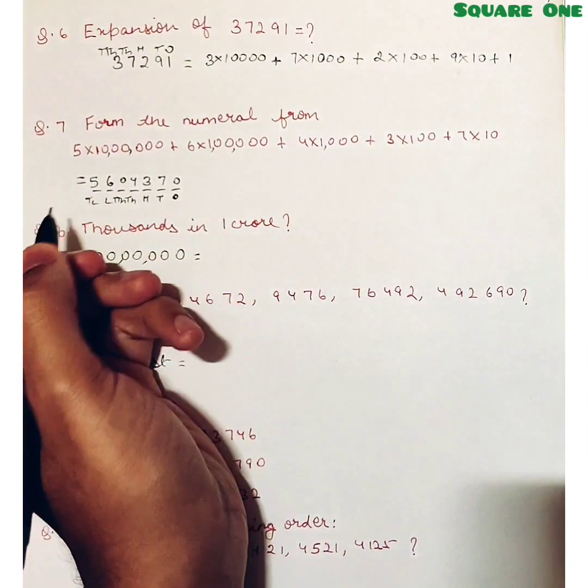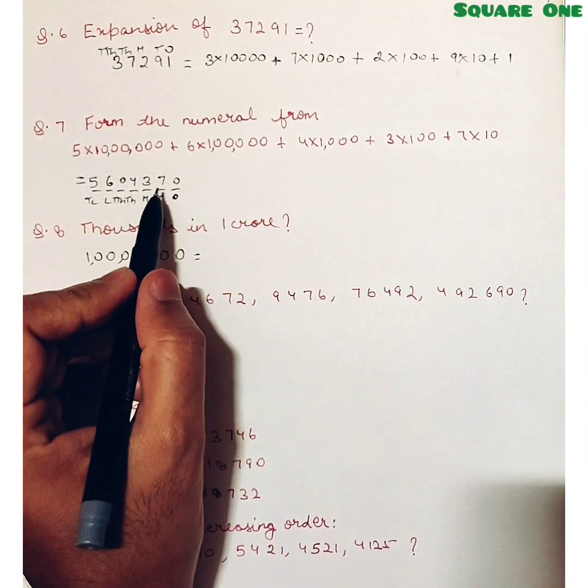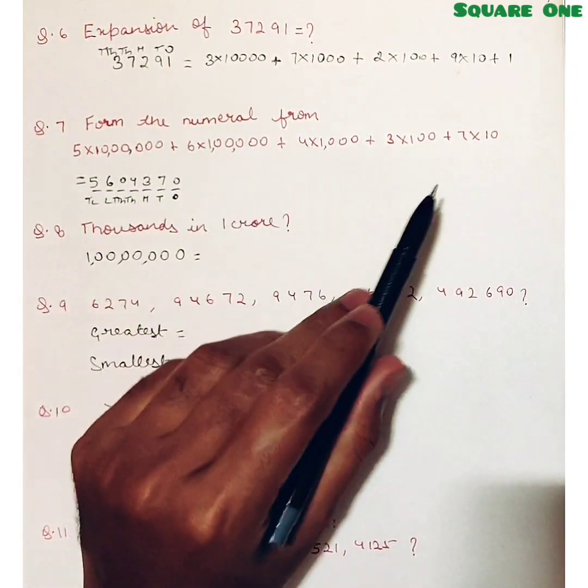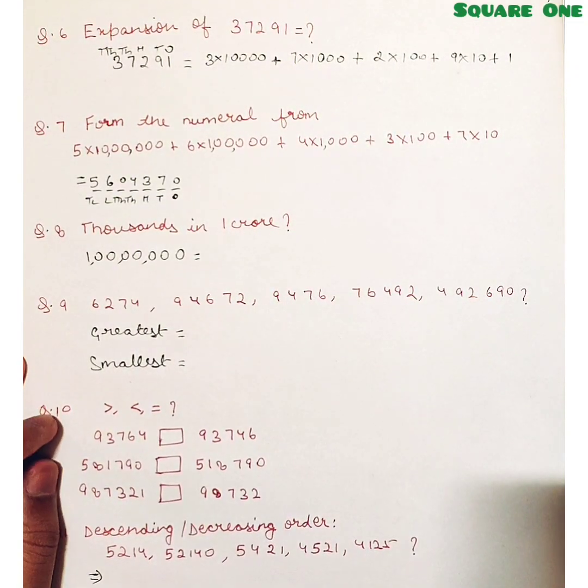So this becomes our number: 56 lakh 4,370. This is our numeral that is formed from this expansion.